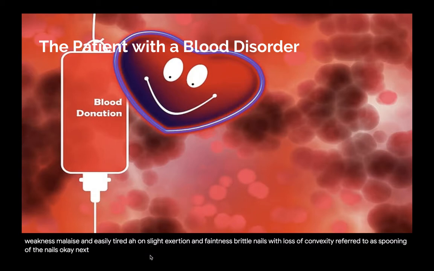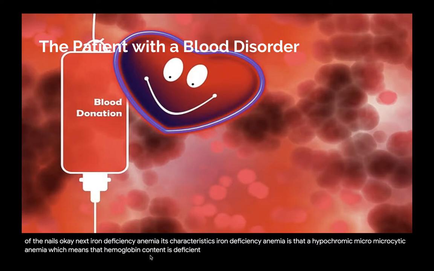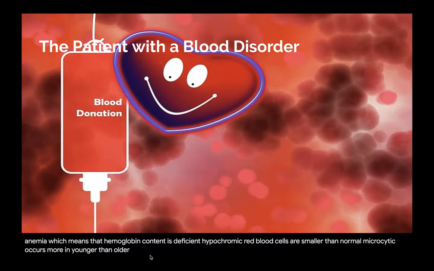Okay, next, iron deficiency anemia. Its characteristics: iron deficiency anemia is a hypochromic microcytic anemia. Hypochromic means that hemoglobin content is deficient. Microcytic means red blood cells are smaller than normal. It occurs more in younger than older people and more in females than in males. The diagnosis is by laboratory test that shows low hemoglobin and a reduced hematocrit value.